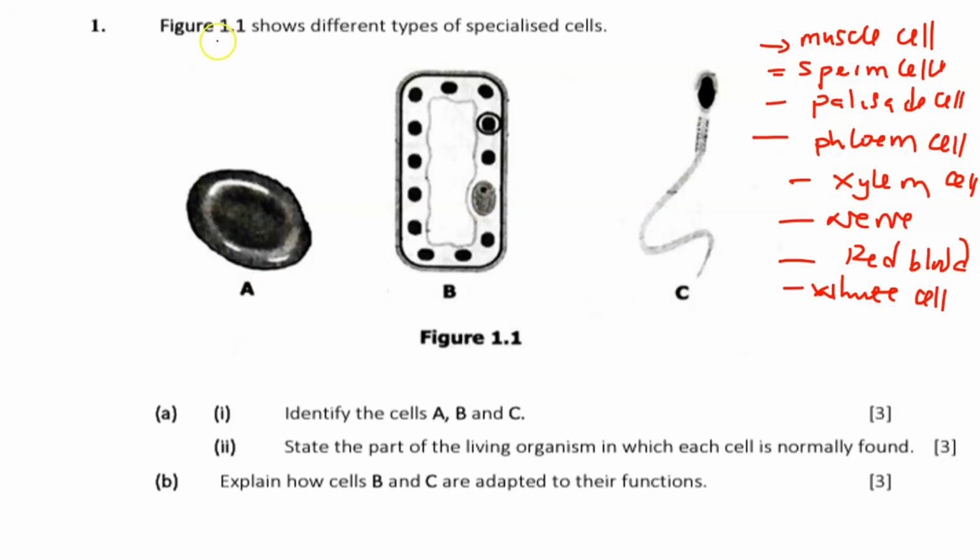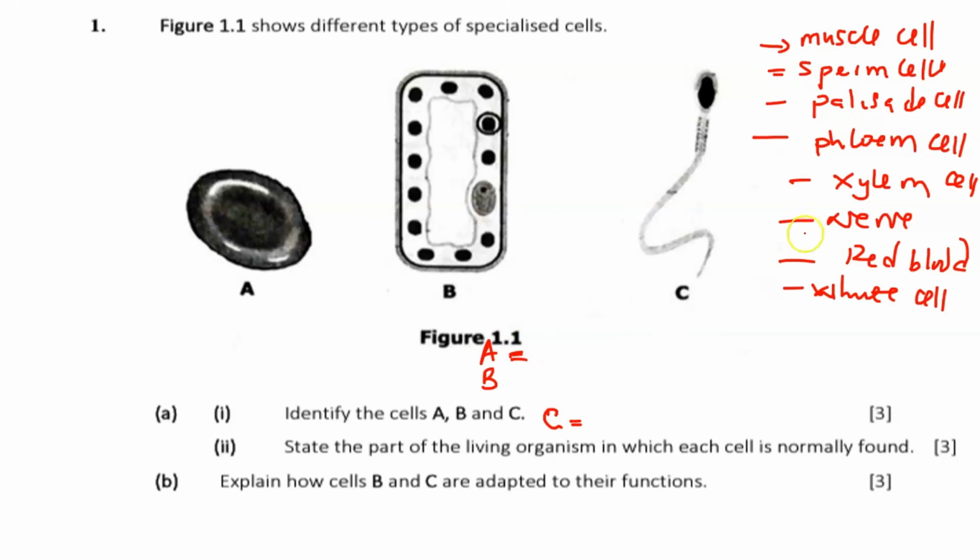The question reads: Figure 1.1 shows different types of specialized cells. As you can see, there are three cells here, A, B, and C. The first question is: identify A, B, and C. When you are asked to identify, you are going to give the names of the cells. So let us identify cell A. What is the name of cell A?